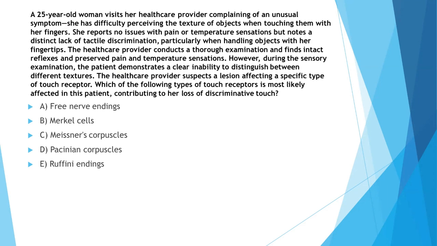Now, the healthcare provider suspects a lesion affecting a specific type of touch receptor. Which of the following types of touch receptors is most likely affected in this patient, contributing to a loss of discriminative touch? Free nerve endings, Merkel cells, Meissner's corpuscles, Pacinian corpuscles, or Ruffini endings.